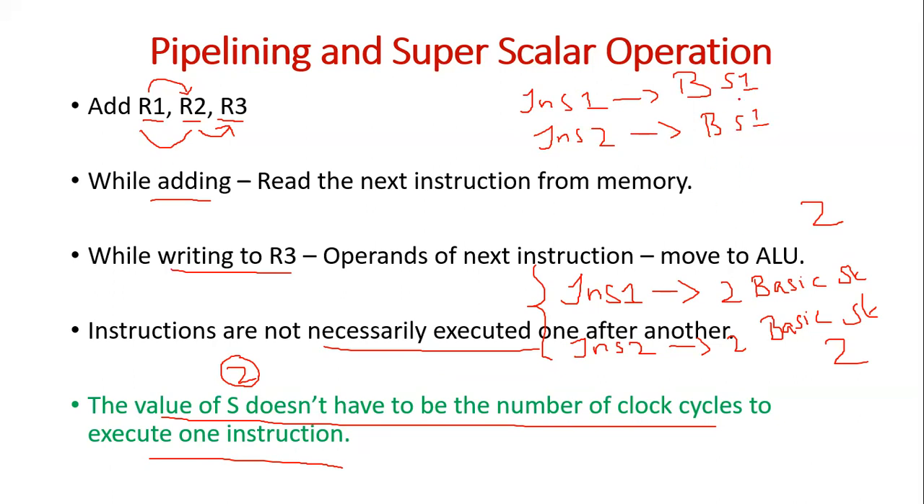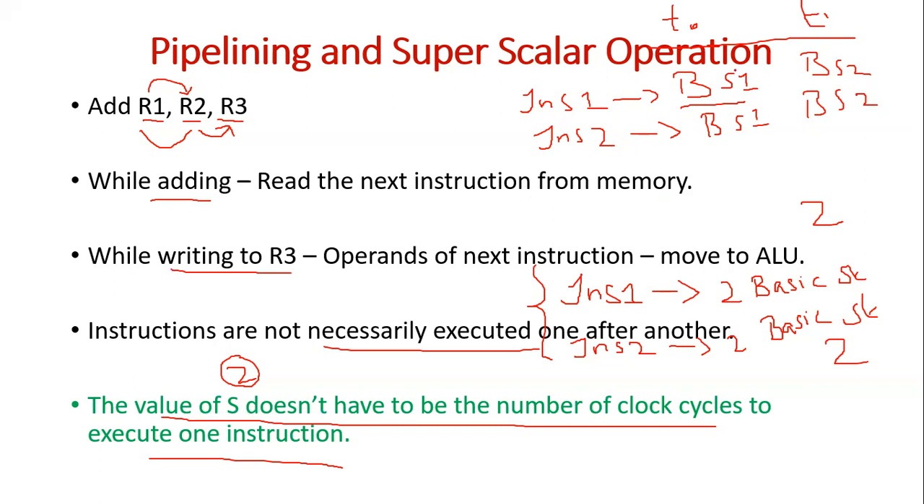During one clock cycle, you are performing two operations. What are the two tasks? Basic step one of instruction one is executed during the same clock cycle, say T naught, as basic step one of instruction two. So during T1, basic step two of instruction one is executed, and also basic step two of instruction two is executed. So this is called a pipeline.